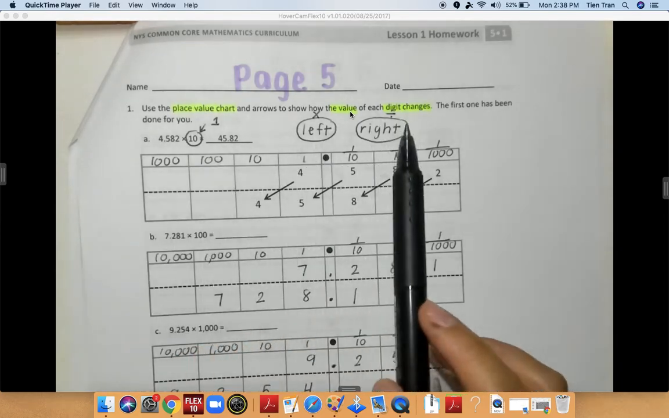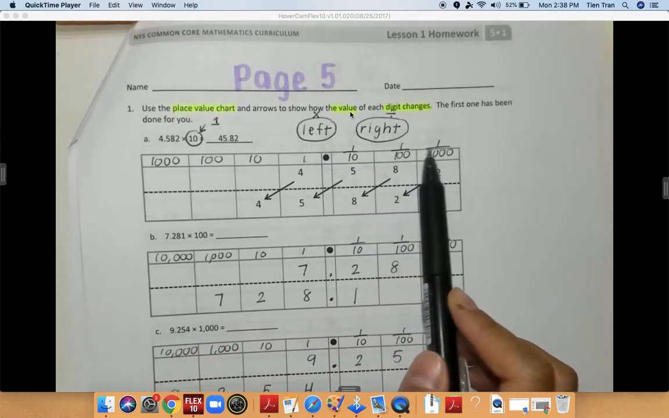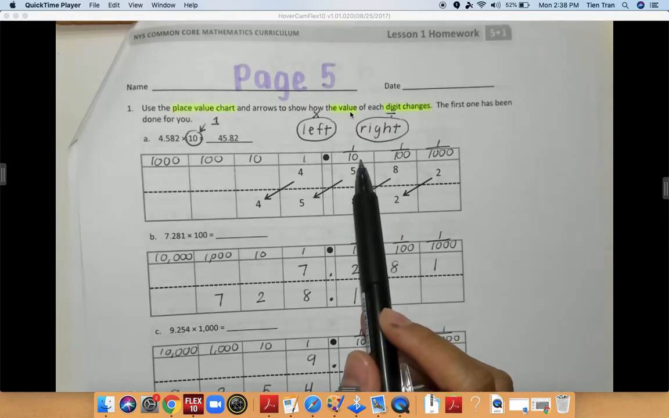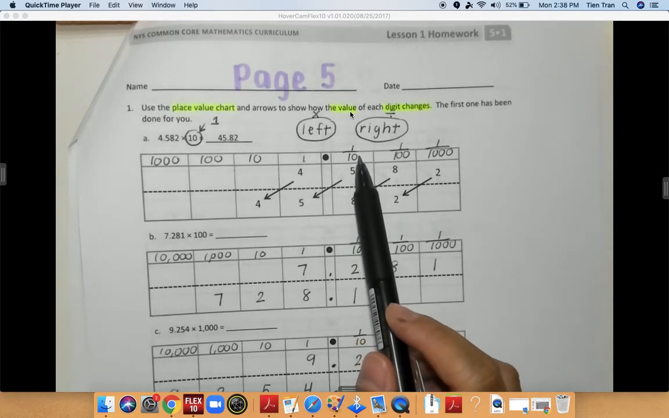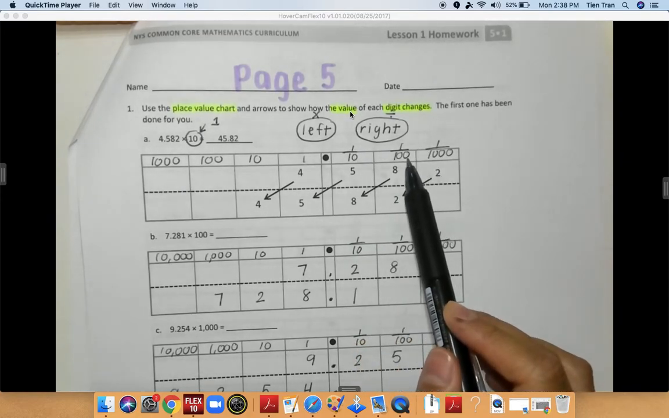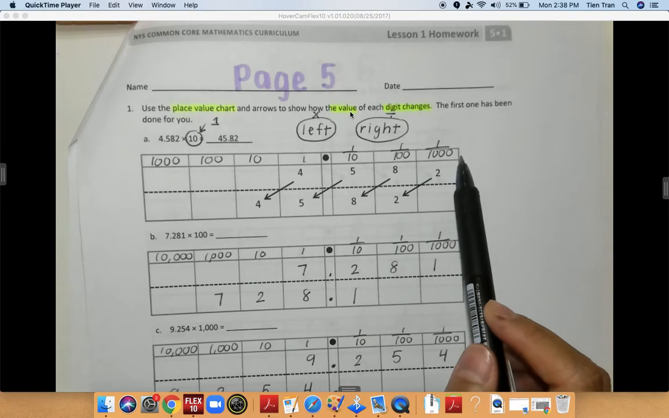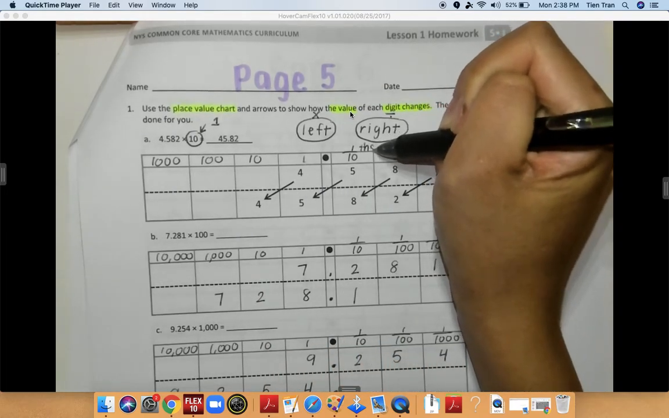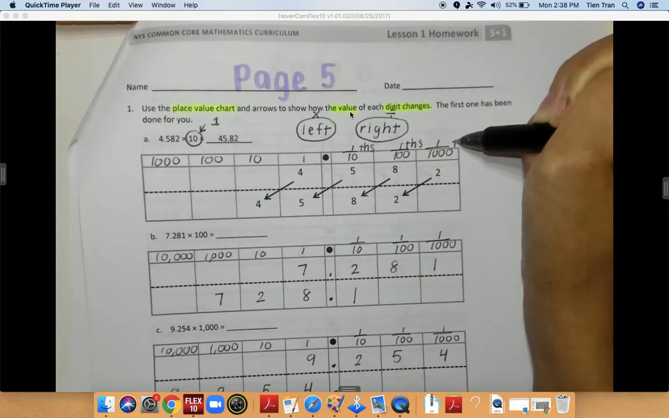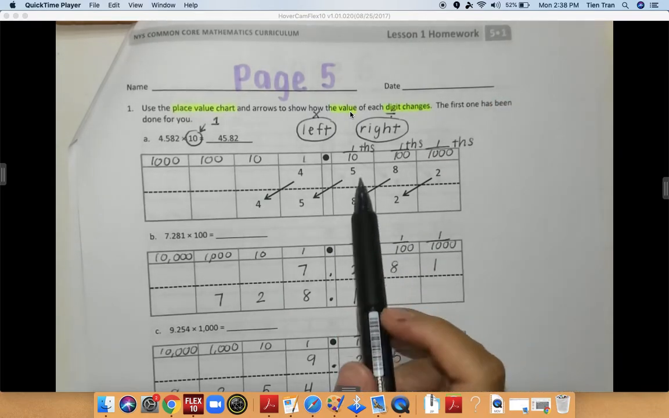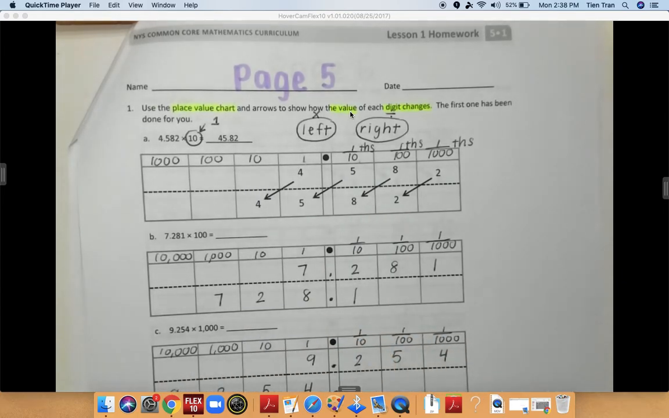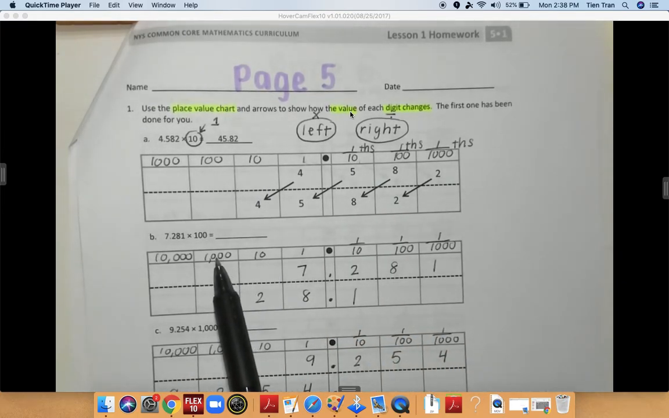So the exact same thing happens on this right side. However, the numbers are technically decreasing. They're being divided smaller. So this is 1/10, 1/100, and 1/1,000, the thousandths. Okay? So these are going to be pronounced with TH when you say it. That's how we recognize the difference between 1/10 and 10. Okay? Now we're going to move on to the next number.